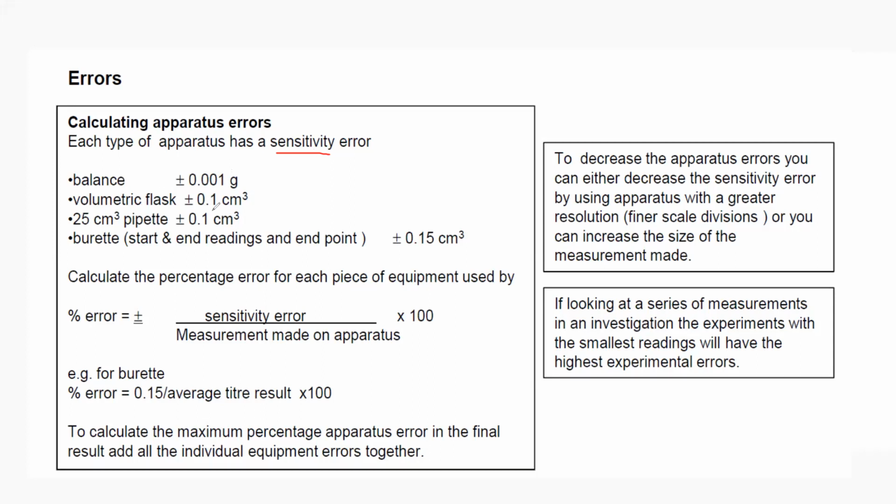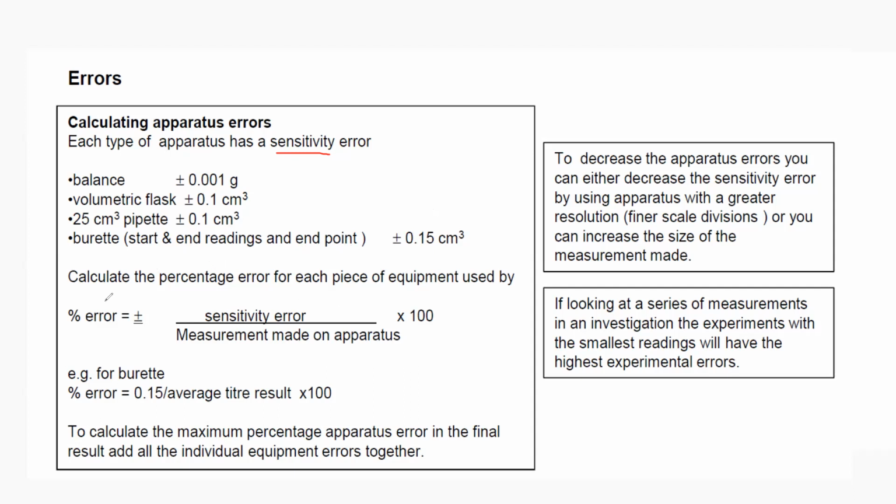A volumetric flask is 0.1 cm³. A 25 cm³ pipette is 0.1 cm³. And for a burette, with start and end readings or endpoints, the uncertainty or sensitivity is 0.15 cm³.